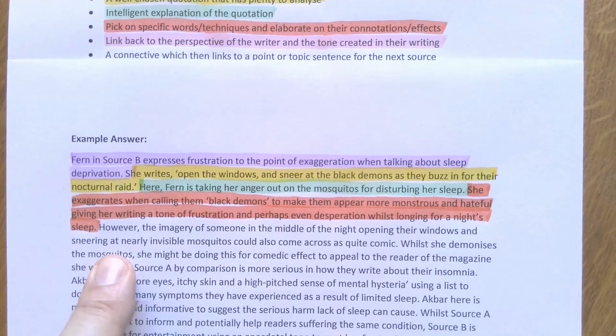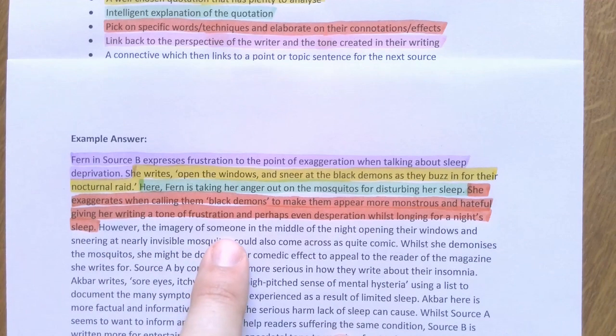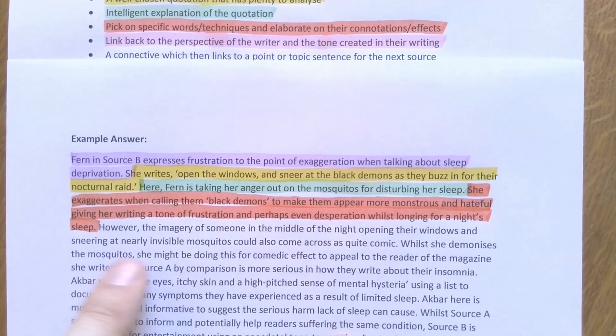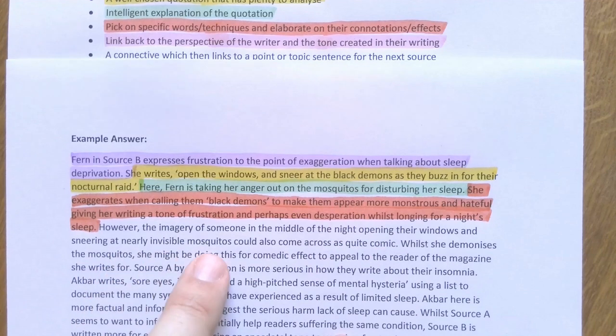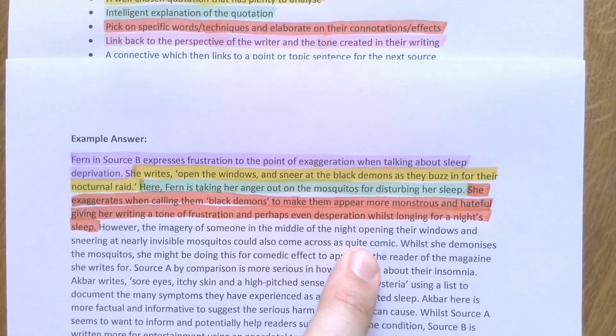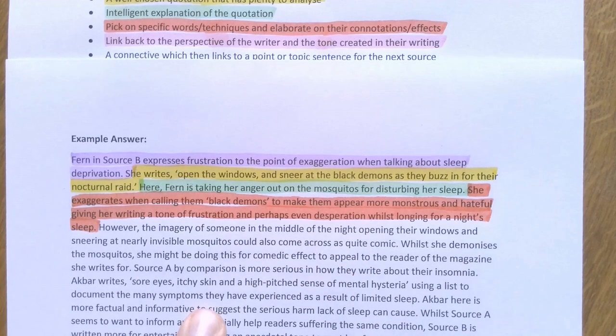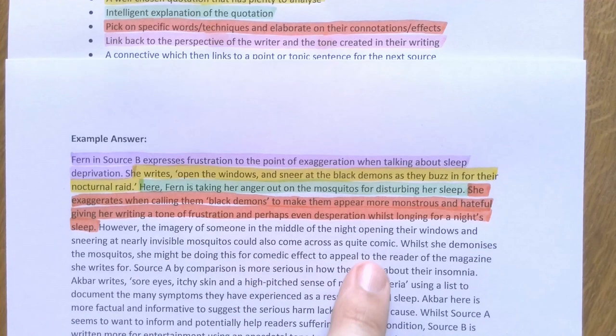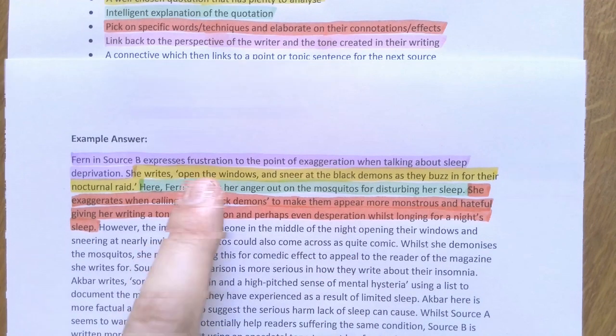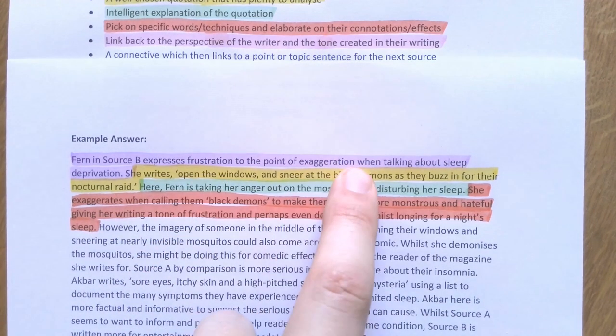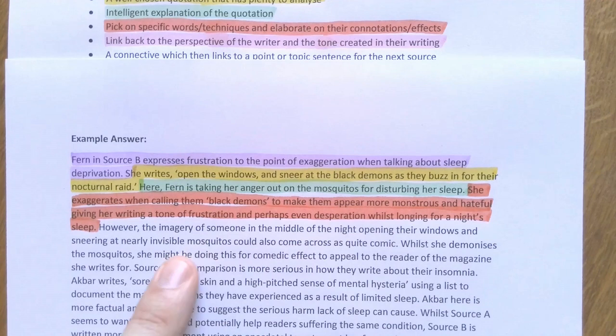Okay, moving on. You've got, however, the imagery of someone in the middle of the night opening their windows and sneering at nearly invisible mosquitoes could also come across as quite comic. Because it's quite funny. The idea of somebody actually getting up in the middle of the night and just giving mosquitoes a ridiculous look also gives you this kind of comic tone to the writing. So it's frustration, but also to the point of exaggeration, which is pretty decent as well.